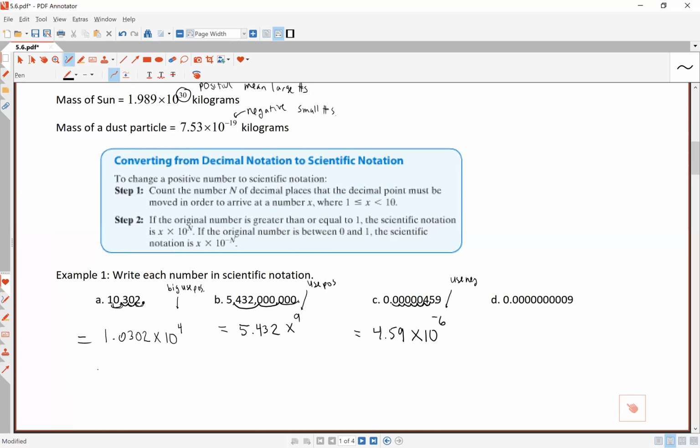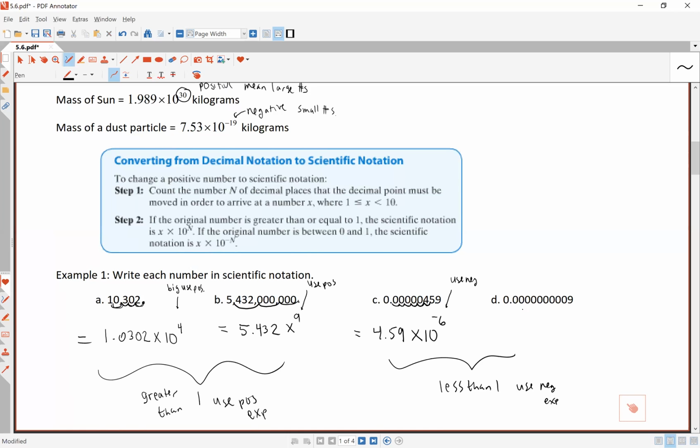So big numbers, greater than 1, use positive. And small numbers, less than 1, use negative exponents. Greater than 1, use positive exponents.